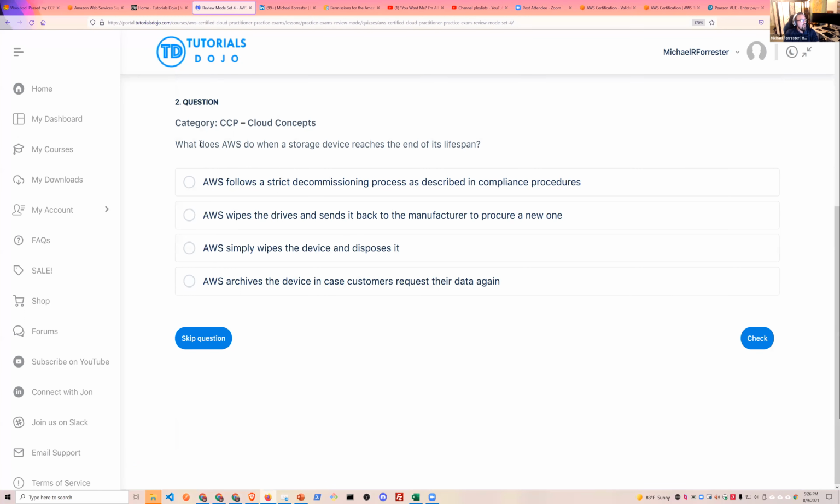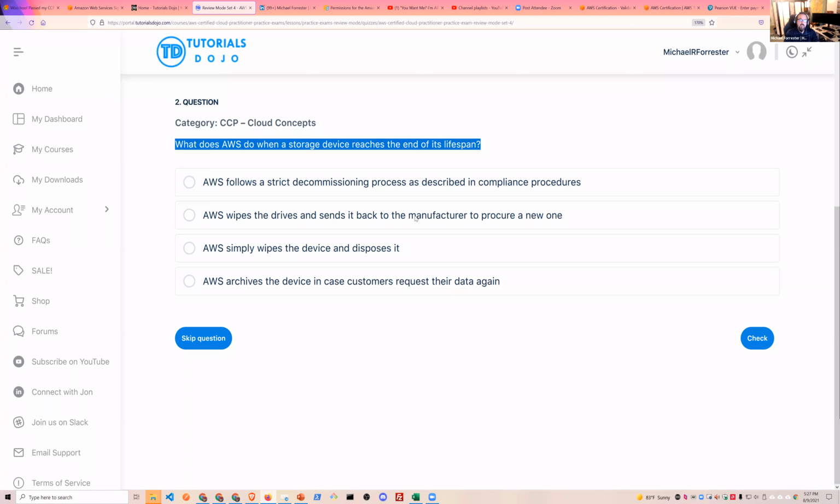Okay. What does AWS do when a storage device reaches the end of its lifespan? Security in question, right? Different cloud concepts. So do they follow a strict decommissioning process? Do they wipe the drive and send it back to the manufacturer? Do they simply wipe the device and dispose of it? Or do they archive the device in case the customer asks for data again?